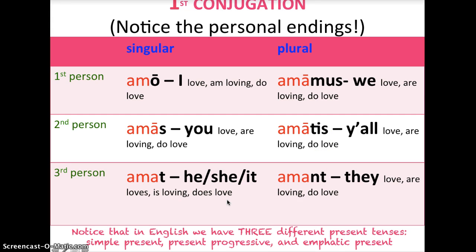Okay, notice that there are three different ways to translate each one of these verbs. So even though amo is just one word in Latin, in English, because it's a crazy language, we have three different present tenses. We use something called the simple present, I love, a progressive present, I am loving, and an emphatic present, I do love. The Romans would not have known the difference between these, but I do want you to know that there are three ways to translate each of these words in the present tense.